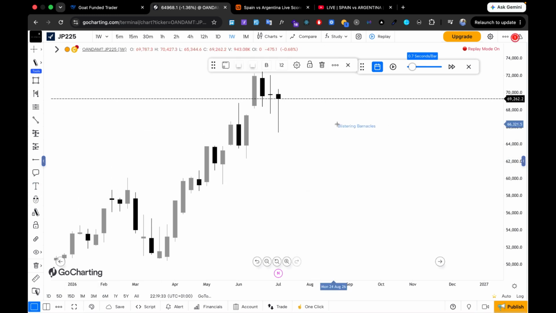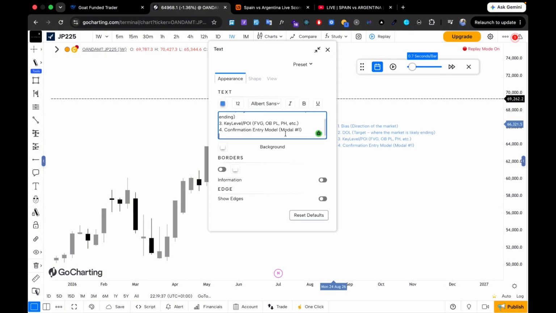Let's go over what I look at when analyzing the chart, right? I look at the bias, the direction of the market. We look at the DOL, the target where the market is likely heading to, and we look at a key level, an unmitigated key level POI, which can be LVG, OB, previous lows, previous highs. And also I have confirmation entry because I don't set limit orders. I wait for price to get to my POI or key level, and I wait for my confirmation before entry.